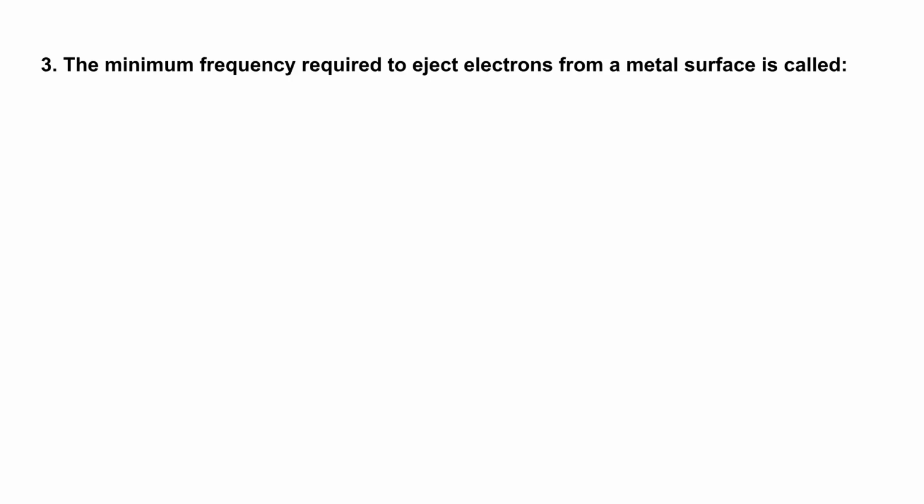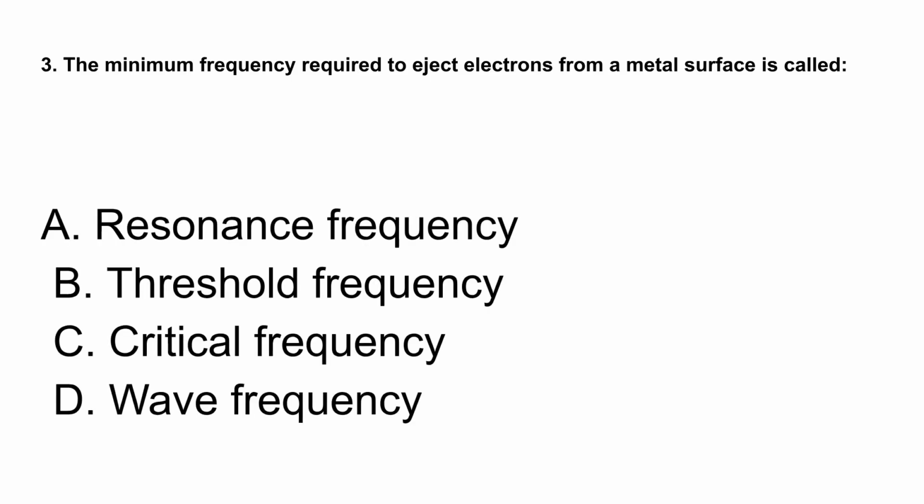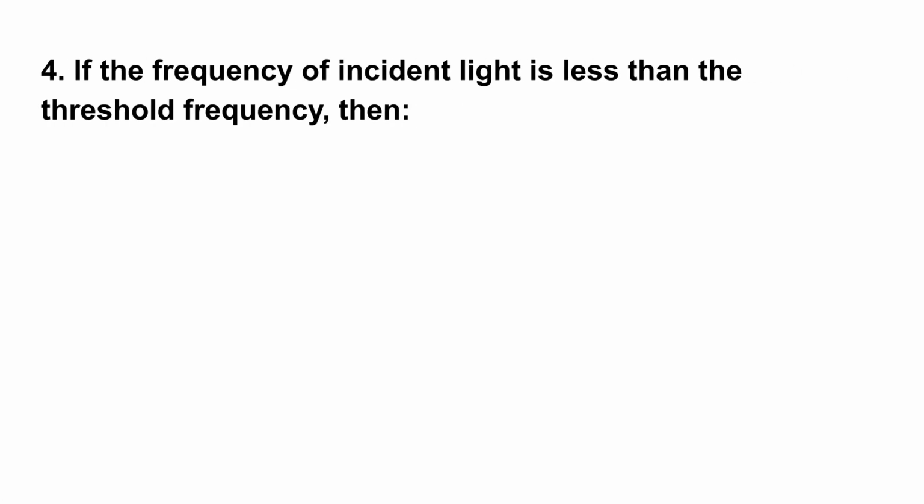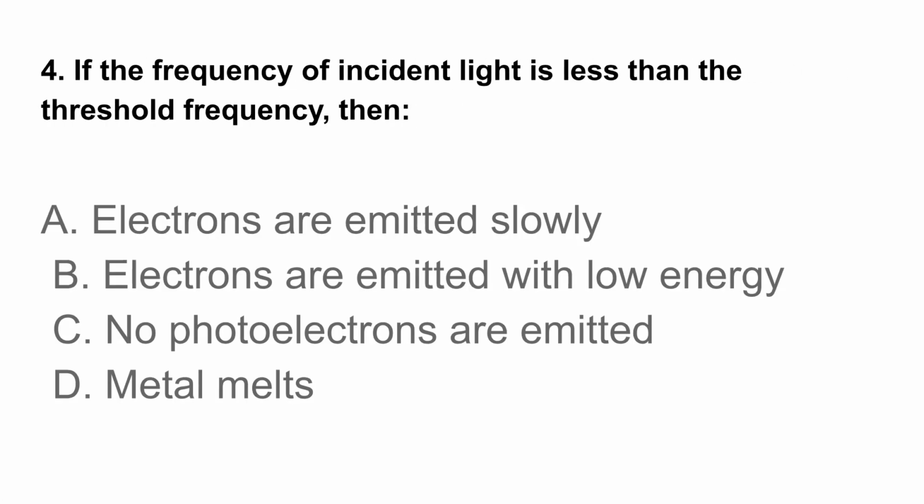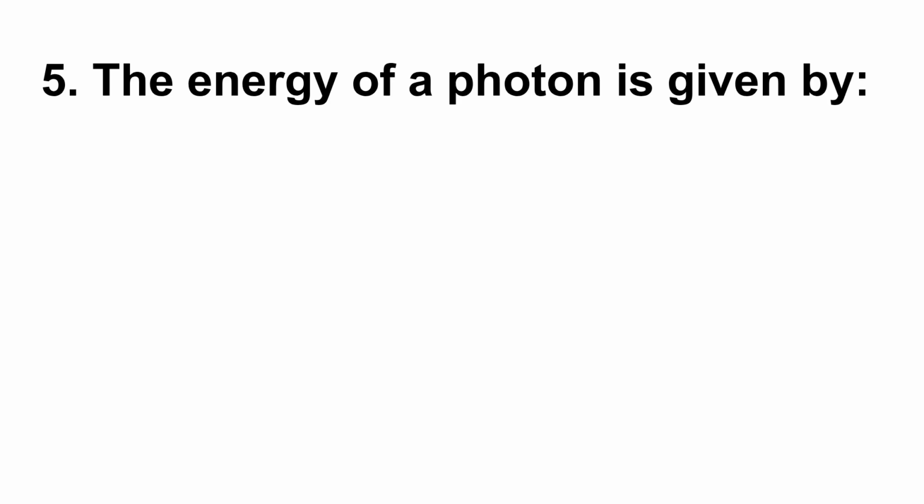Question 3. The minimum frequency required to eject electrons from a metal surface is called A. Resonance frequency, B. Threshold frequency, C. Critical frequency, or D. Wave frequency. Question 4. If the frequency of incident light is less than the threshold frequency, then A. Electrons are emitted slowly, B. Electrons are emitted with low energy, C. No photoelectrons are emitted, or D. Metal melts.